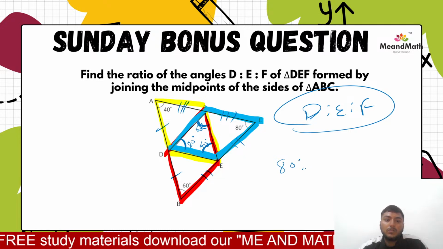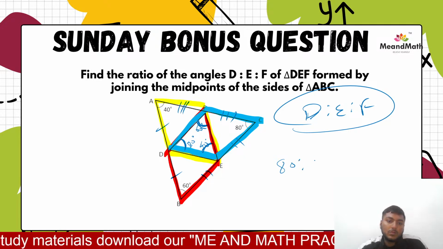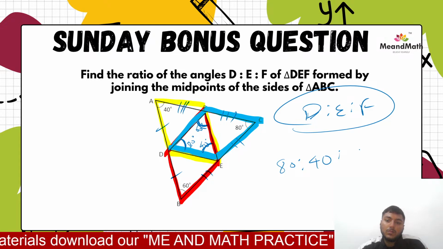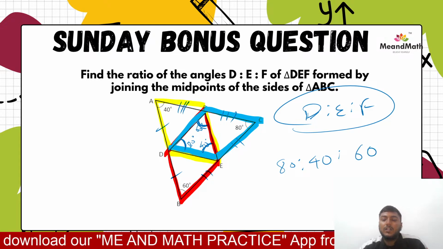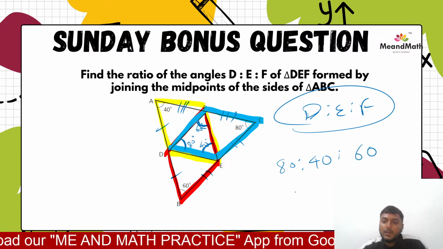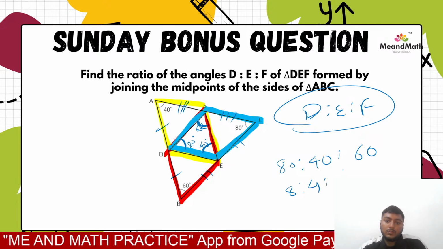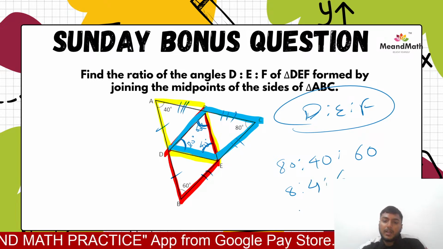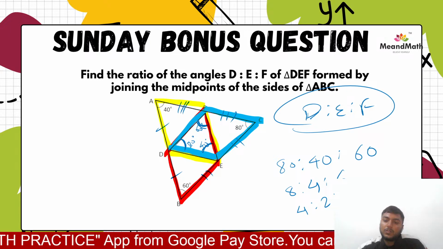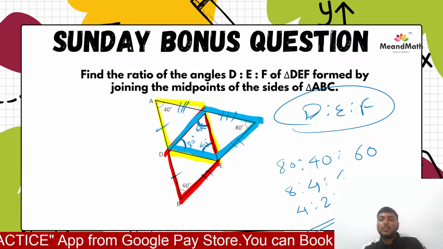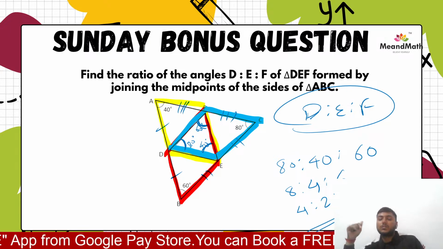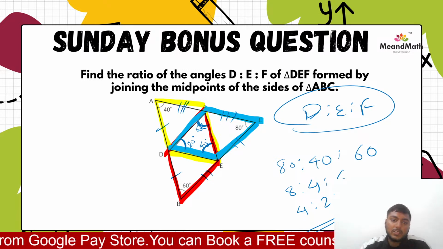So आंसर क्या हो जाएगा? 80 is to 40 is to 60, correct? DEF. So 8 is to 4 is to 6. What we can simply get? 4 is to 2 is to 3 would be the ratio. Yes or no, bachcho? 4 is to 2 is to 3 would be the ratio for this.